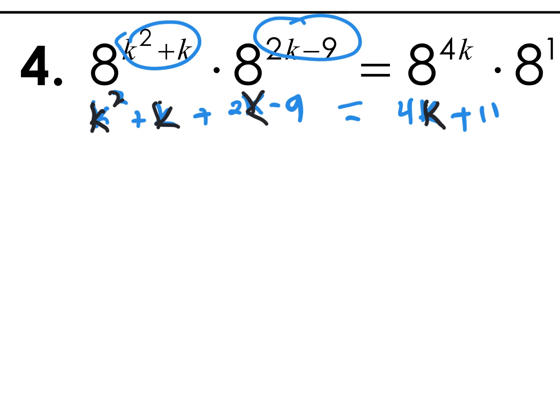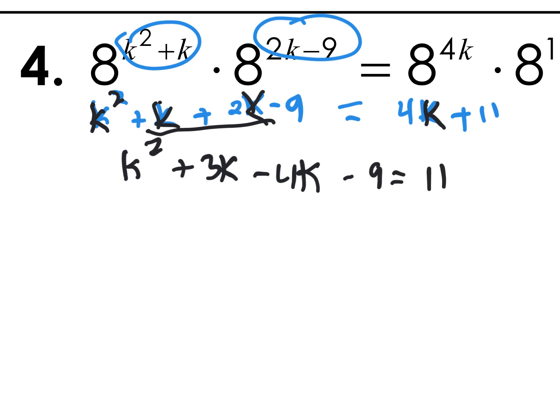I can move the 4k over. But before I do that, tell me about this k and this 2k. Yeah, I can put those together right now, can I? So let me say k squared plus 3k. And if you're moving the 4k, wouldn't that be a minus 4k? Yeah. And then don't I still have a minus 9 still equal to 11? Yeah. Oh, wait, I got to get rid of the 11. And I got to combine these k's.